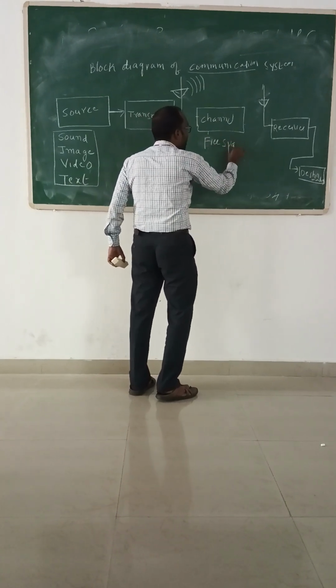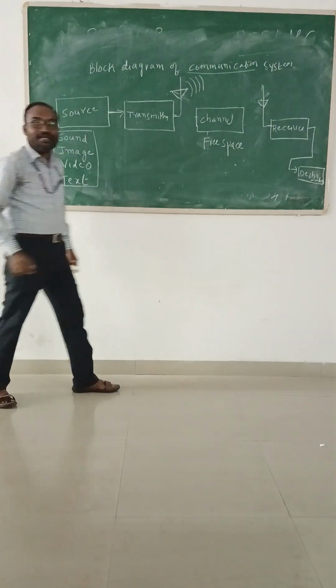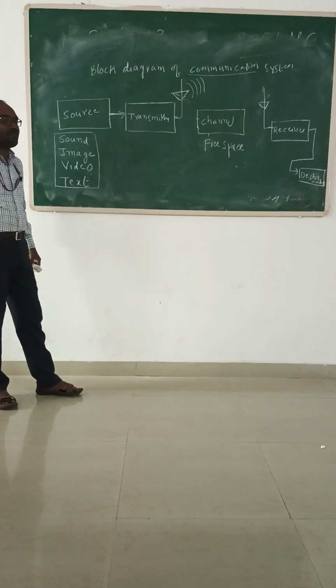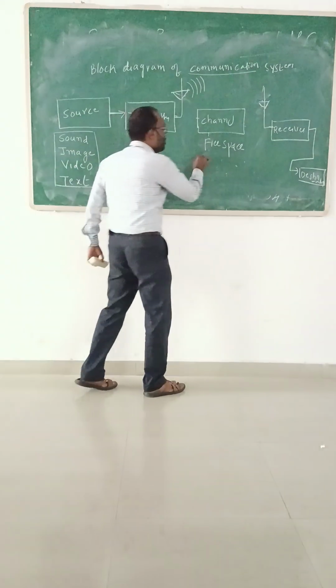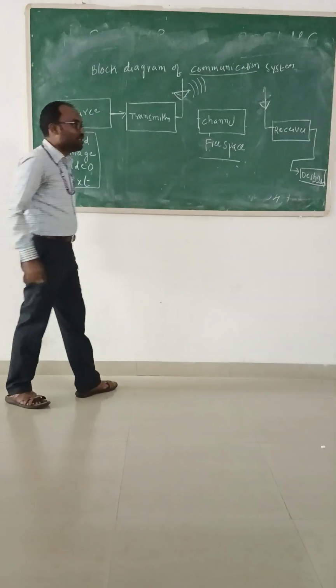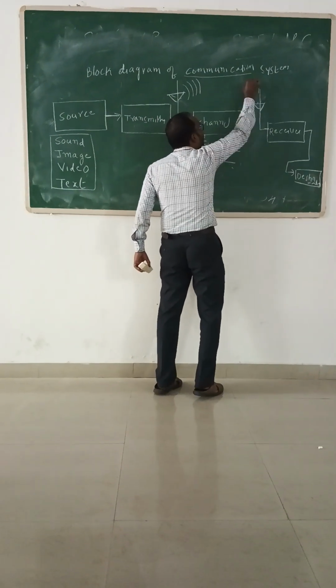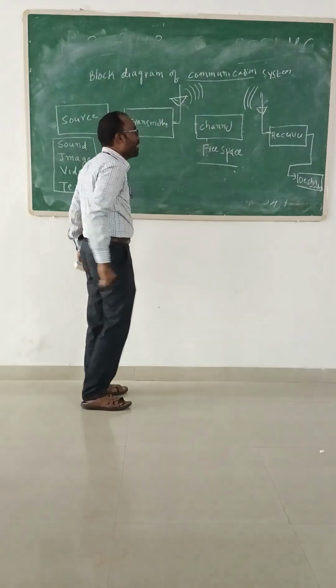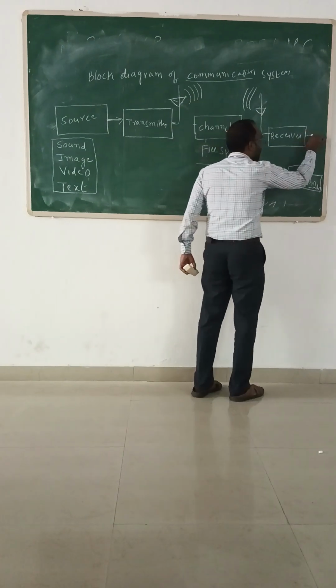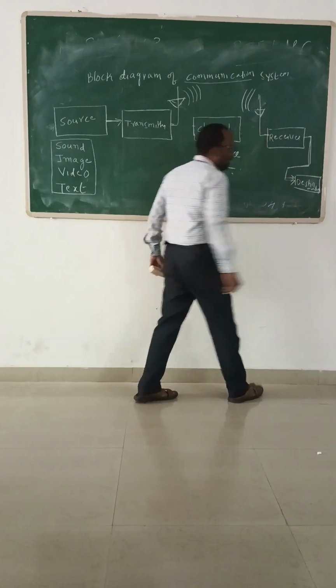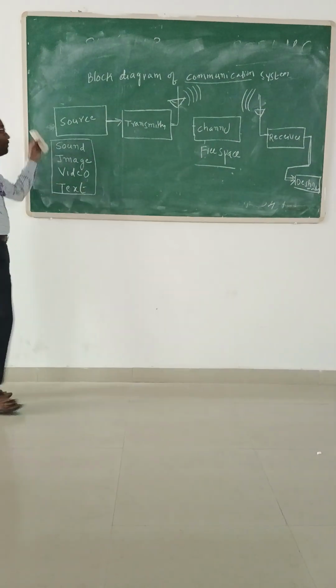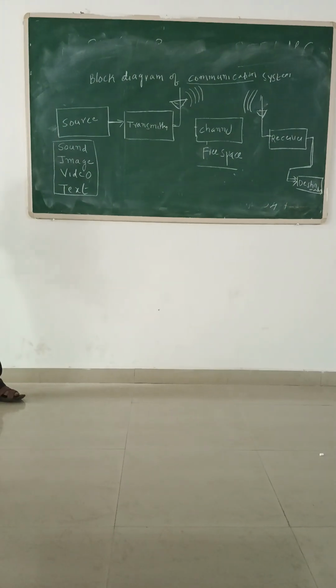Right? As they are not physically connected, in wireless communication the channel is nothing but the free space. The channel will carry these electromagnetic waves, that is the information, and the receiving antenna will receive those electromagnetic waves and supply that information to the destination. So this is what happens inside the wireless communication system.